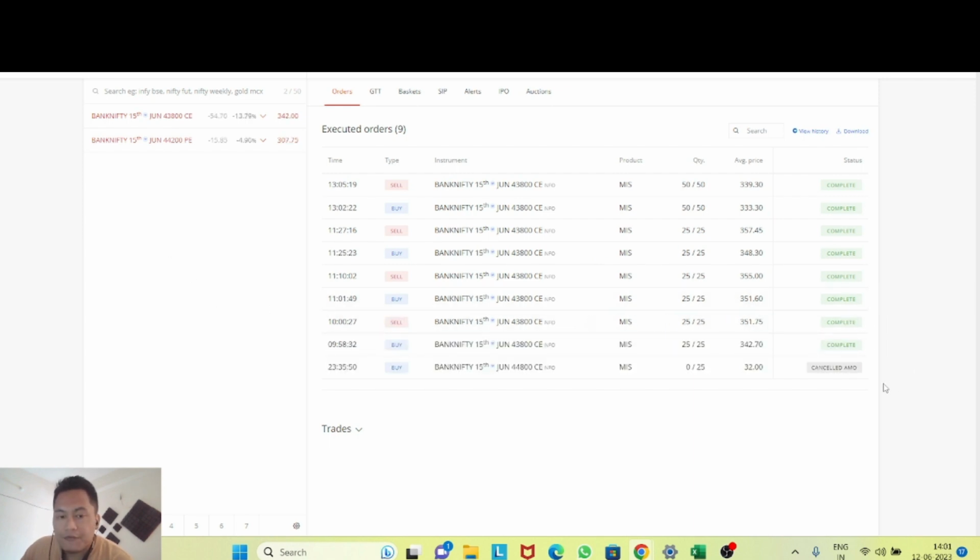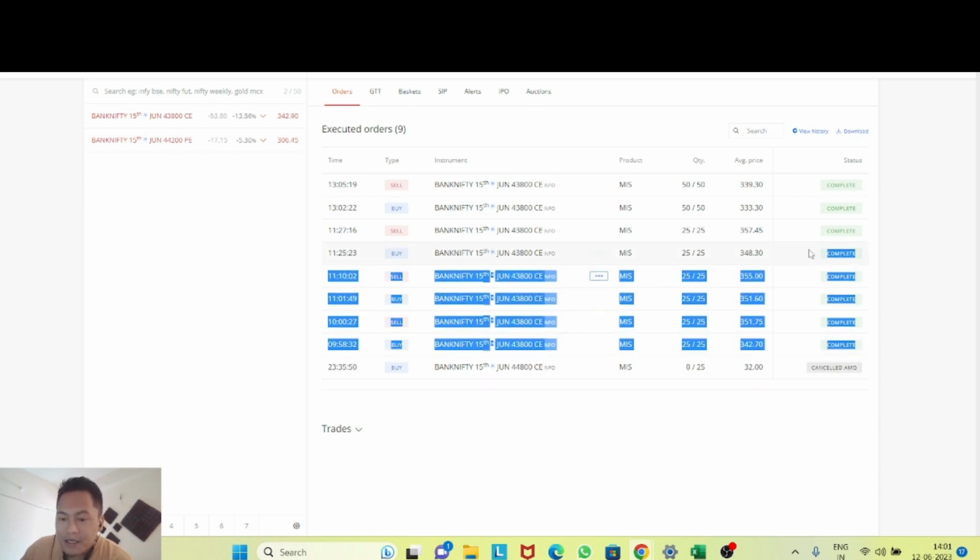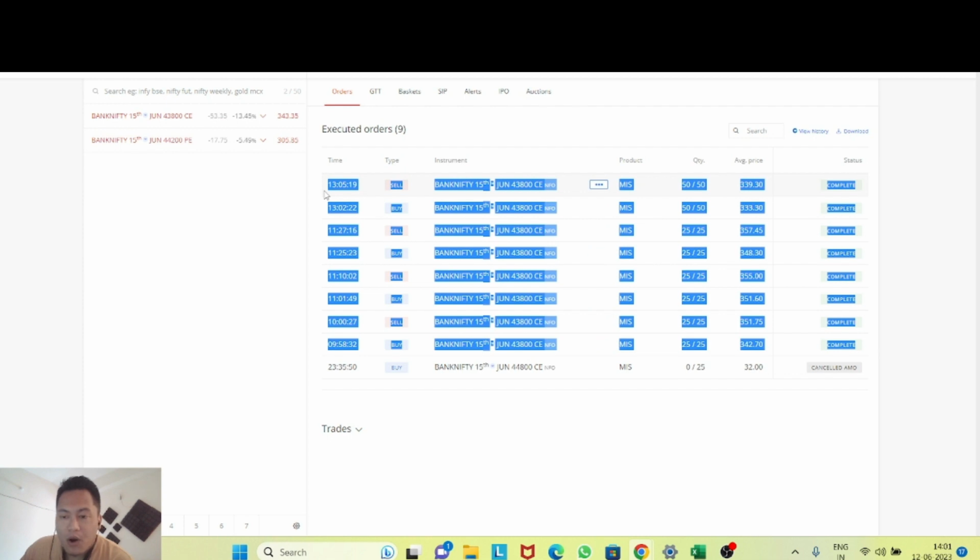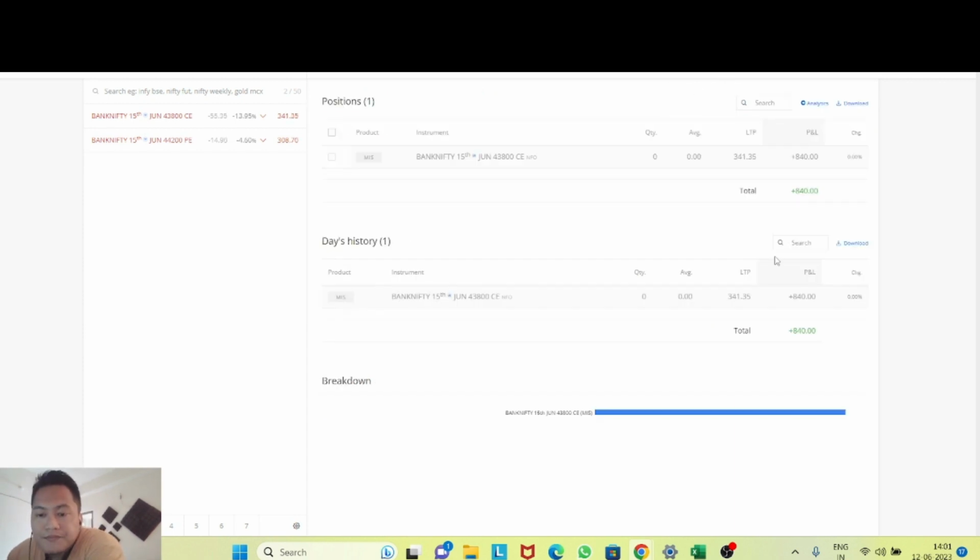So in total I have executed 8 orders, and this order was an AMO order which I cancelled because I was not confident enough. Anyway, these are the 8 orders that I executed today, and in total I did 4 trades, which is my limit of trading per day. And this was my profit and loss. Today I captured 840 rupees.